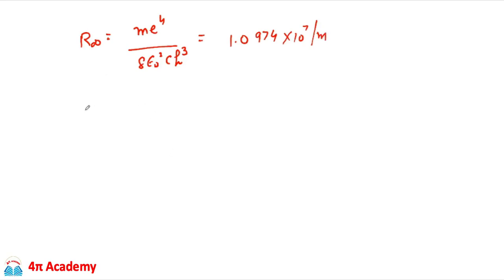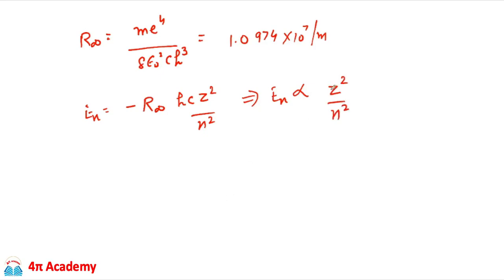And similarly, once we find out the value of this energy, that is minus R infinity h c z square over n square, you can see that the energy is directly proportional to z square over n square. So what does it mean? It depends upon the atomic number of the atom, what atom we are talking about, and in which orbit the electron is present, whose energy we have to calculate.